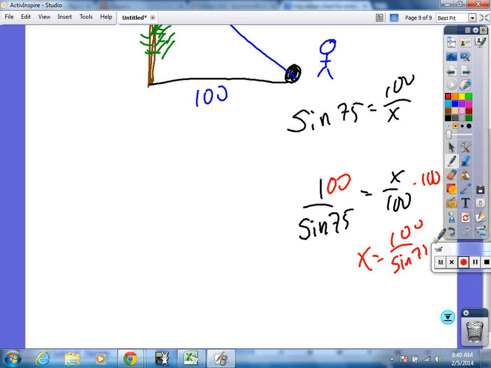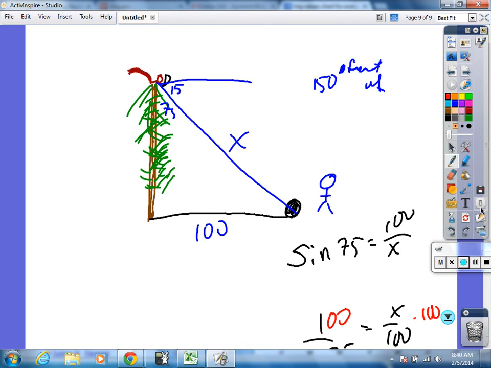I'm going to let you guys plug that into your calculator and tell me what you get. 103.52. So, this distance is 103.52. Does he have enough rope to accomplish what he wants to do? He does.